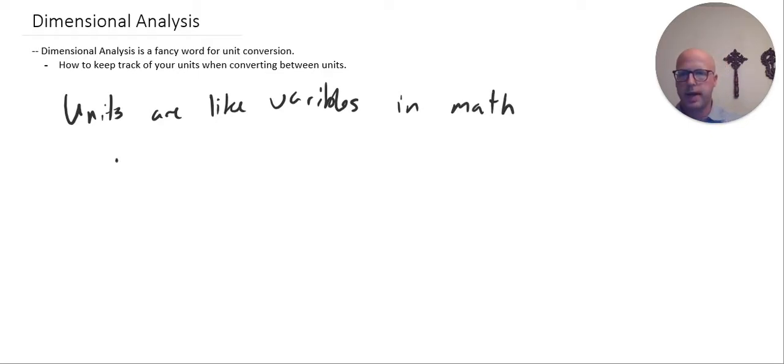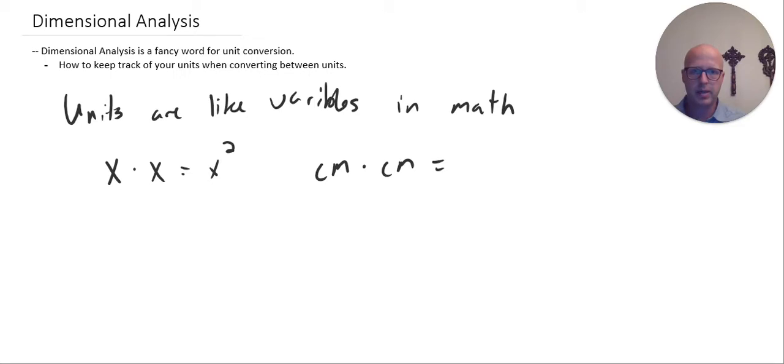Let's say we have x. Okay, so say we have an x variable. Let's say I take x and I multiply it by x. Well, that's going to give me what? It's going to give me x squared. Okay? So just like variables, if I had a unit, let's say I had centimeters, and I multiply it by centimeters, that's going to get me centimeters squared.